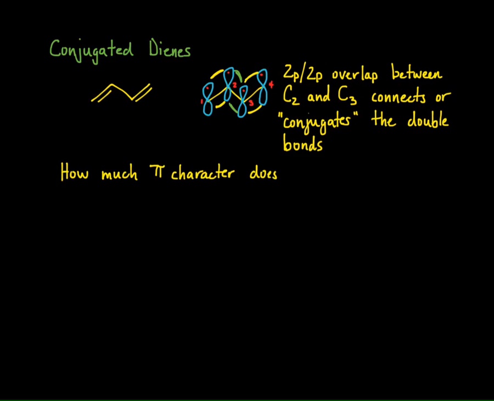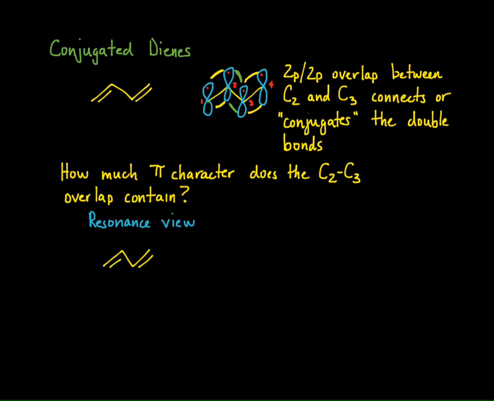So the question is, how much pi character does the C2-C3 overlap actually contain? Well, we can tackle this question by one of two main views. The first view being resonance, and the second being molecular orbital theory. So let's take a look at the resonance view of this question. If I look at 1,3-butadiene, I know I can draw a few resonance structures of this.